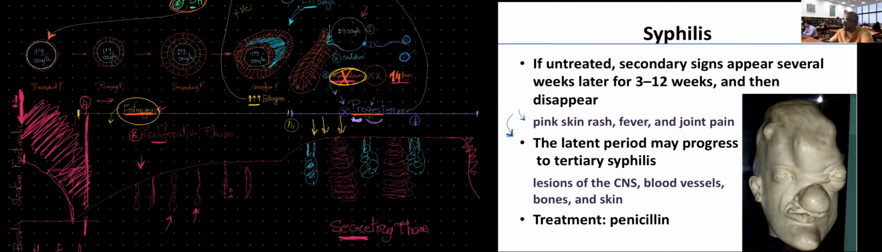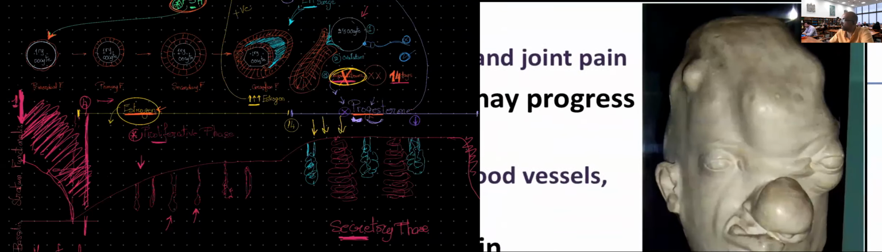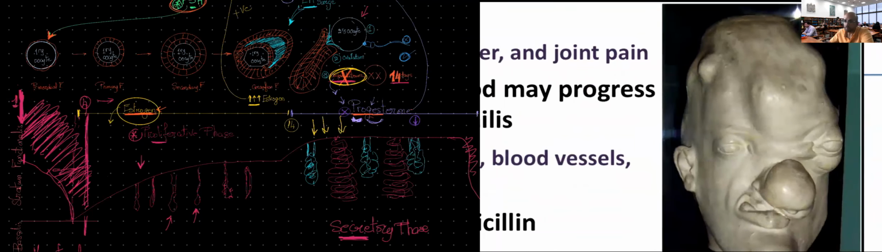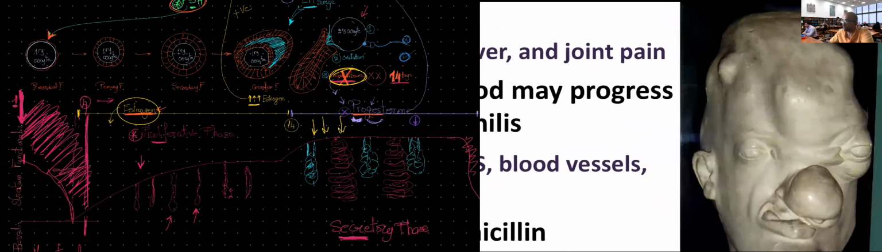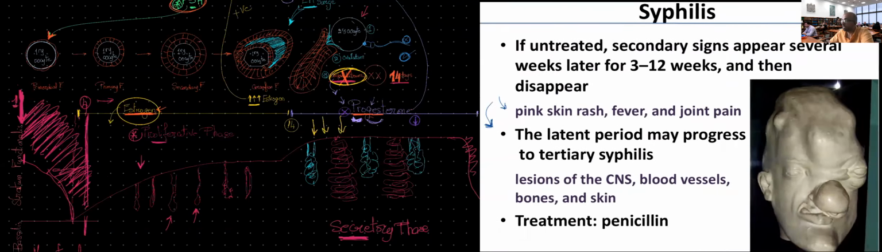And the tertiary syphilis is actually going to be breaking down everything. So this is a statue of a person here who developed tertiary syphilis. You see major destruction of the bones, major destruction of the nervous system, skin, blood vessels, everything is going to be affected by the syphilis as it progresses to its tertiary stage. Treatment is relatively easy. Penicillin, it's a very widely used antibiotic.